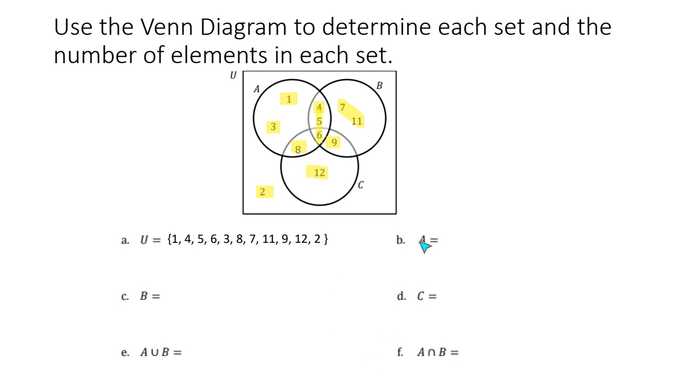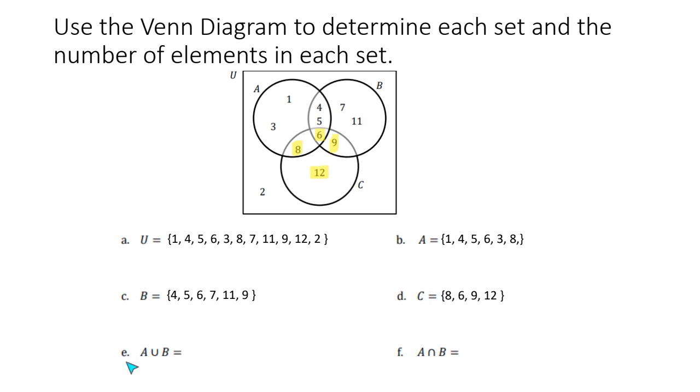So for B, it's asking for A. So set A is going to be 1, 4, 5, 6, 3, and 8. And then letter C wants B. So B is going to be 4, 5, 6, 9, 7, and 11. And then set C will be 6, 9, 8, and 12. So 8, 6, 9, and 12.